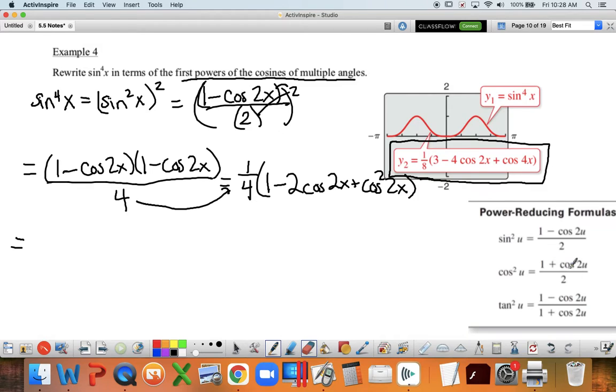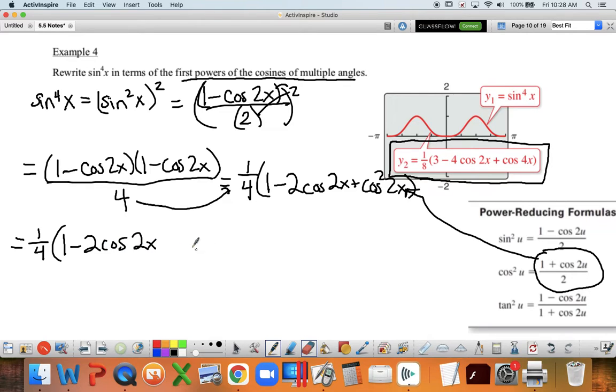It's a good thing that I have this equation down here that I can now plug in for this. But when I plug it in, my mu, the value here, is 2x. So I'm going to wind up with 2 times 2x when I plug it in here. So I've got 1/4 times 1 minus 2 cosine 2x, that's fine where it is, plus 1 plus cosine of 4x over 2. Now I'm a little bit stuck. What do I do?